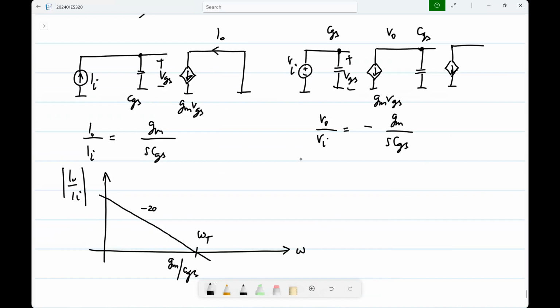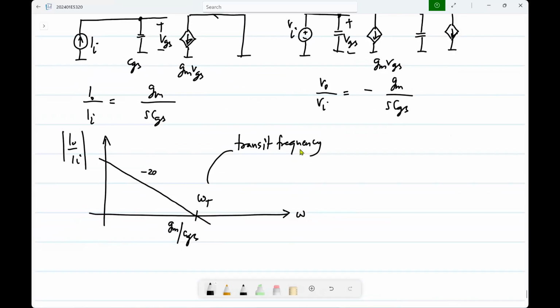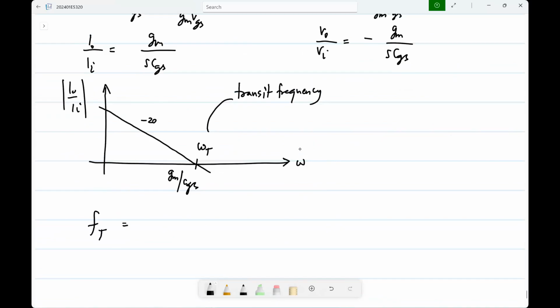Okay. So this omega t is called the transit frequency, and Ft, which is basically omega t by 2 pi, okay, which is Gm by 2 pi CGS. This is given as some figure of merit of the process itself. Okay, the process, and then it also depends on the device dimensions.